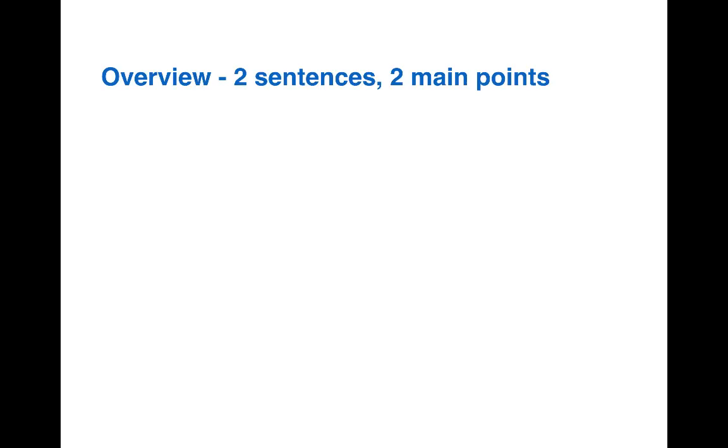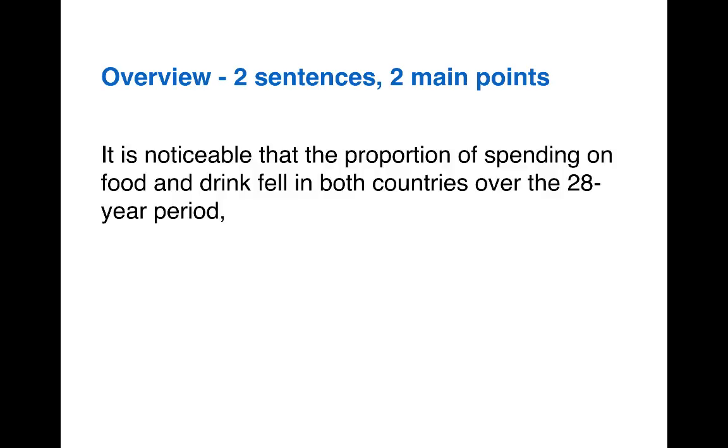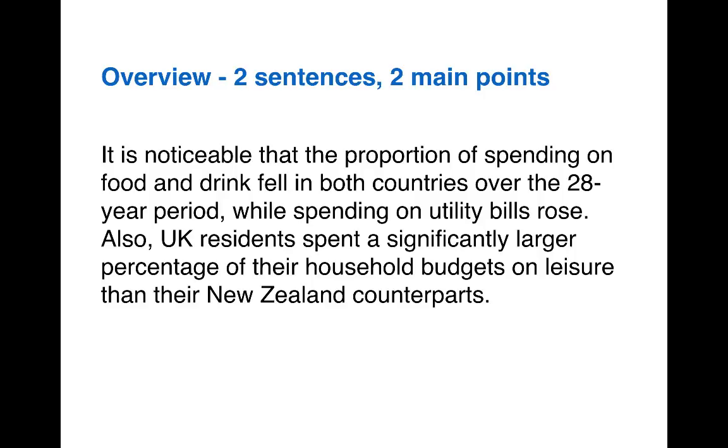Let's see how I wrote that in my overview. It is noticeable that the proportion of spending on food and drink fell in both countries over the 28-year period, while spending on utility bills rose. Those are the 2 similarities that I pointed out. Second sentence. Also, UK residents spent a significantly larger percentage of their household budgets on leisure than their New Zealand counterparts. So there I've talked about the big difference that I found, which was leisure spending. And a nice phrase at the end, their New Zealand counterparts. That means the same group of people in the other country, in New Zealand in this case.